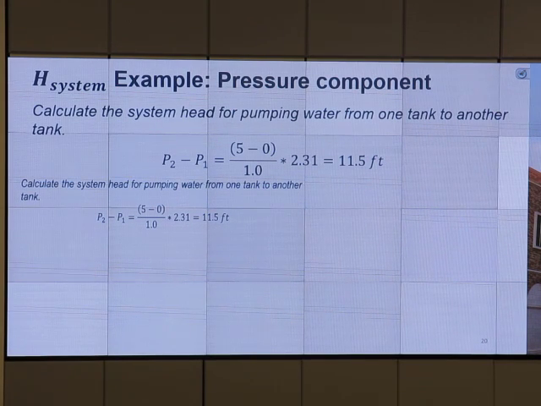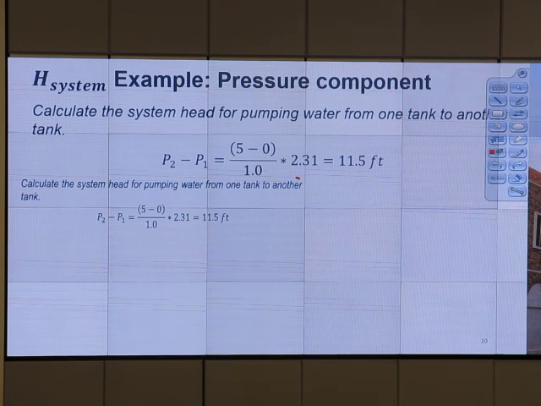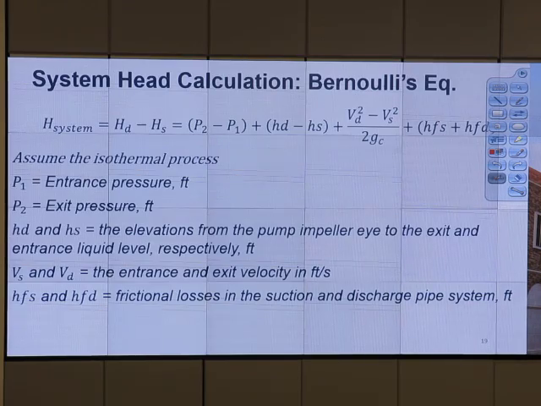Head system example, pressure component. This is a calculation example. Calculate the system head for pumping water from one tank to another tank. So change in pressure from P2 to P1. Put it in. This is the conversion factor 2.31. They explain it. That's to change to feet.